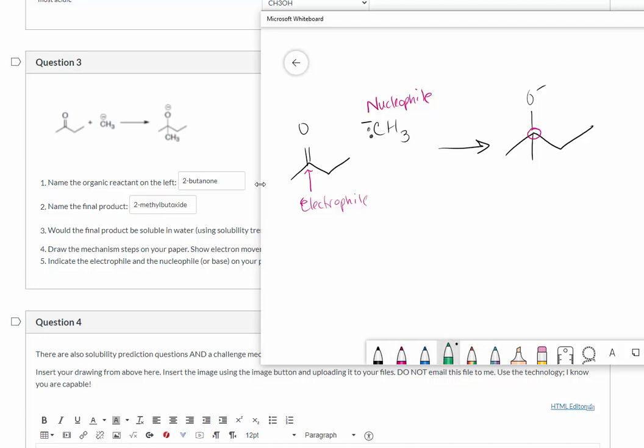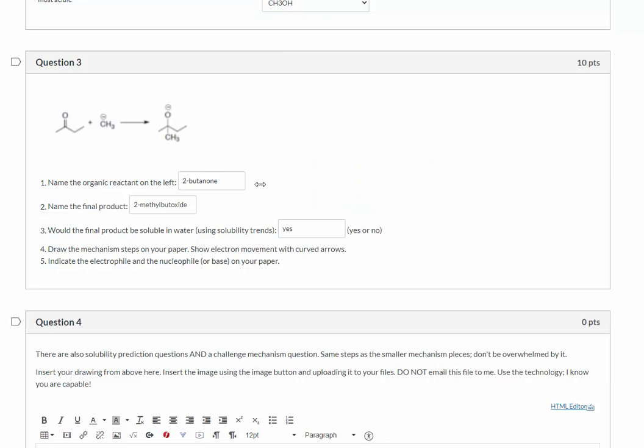And the way that works, I'm actually going to use green for my electron arrows. I'm going to come down here. That's going to break the pi bond, push the electrons up. So we can show one bond being made and one bond being broken. And that's all that you need to do. You identify that electrophile, you identify that nucleophile or base, if that's what's happening, and show the electron movement.